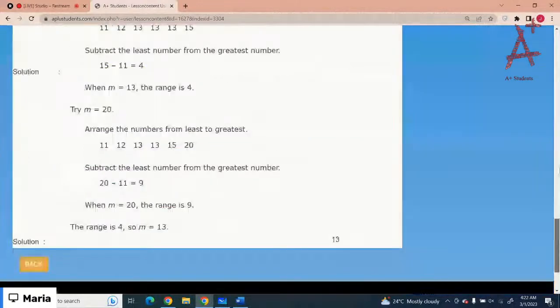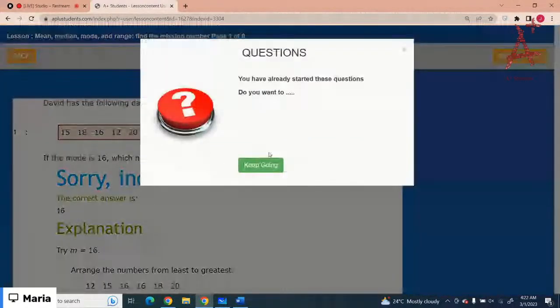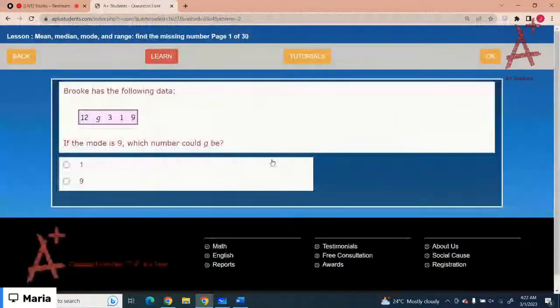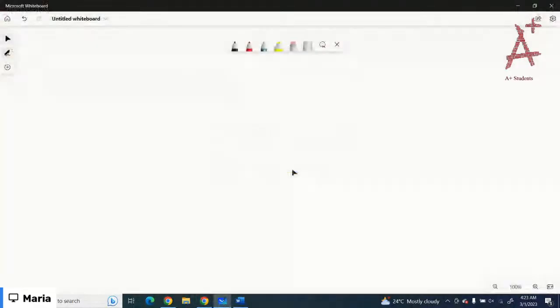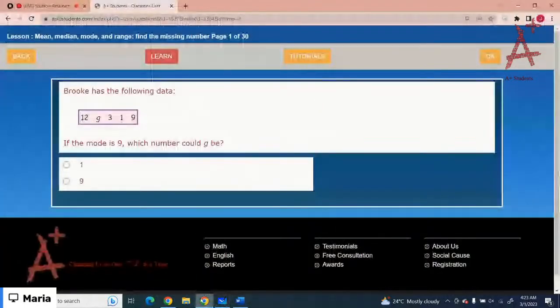Let's just start with the test questions. Okay, Brooke has the following data. If the mode of the data is 9, what could be the number G? The data is 12, G, 3, 1, 9.